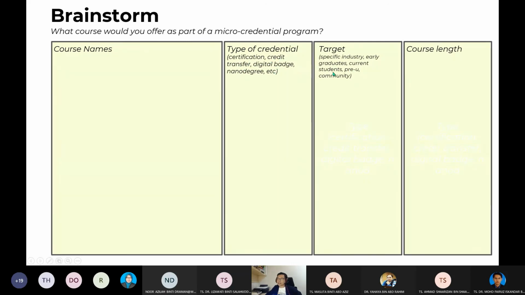Target. Who are we actually targeting? And estimated course length. Just throw ideas here. There are no critics or whatever. You can just try to do this. Okay. Let's try to do this. All right.